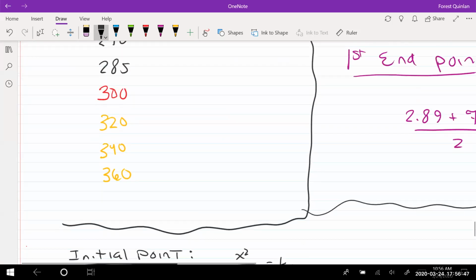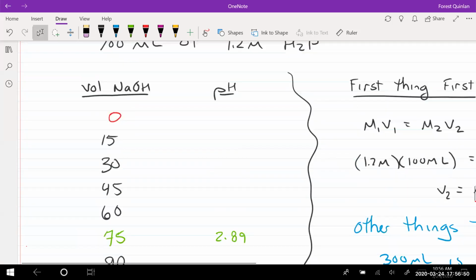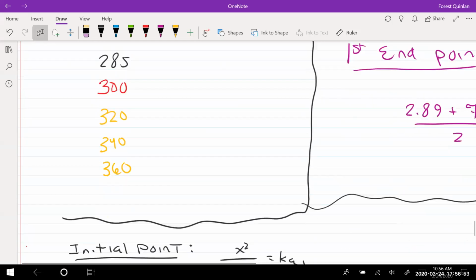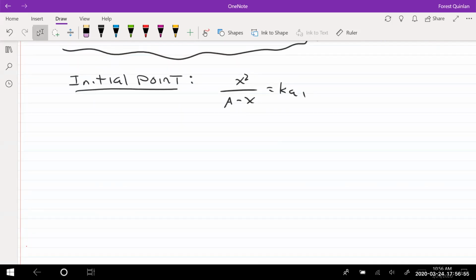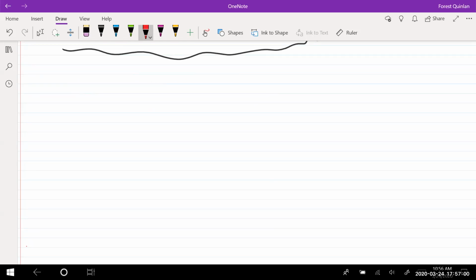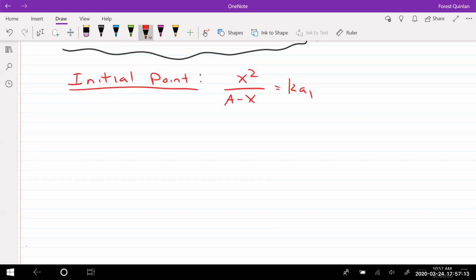What color did I use on that one? I think I used red. Let's do red. So the initial point was x squared over a minus x is equal to Ka1. And so that's x squared over 1.2 minus x is equal to 1.3 times 10 to the minus 3.